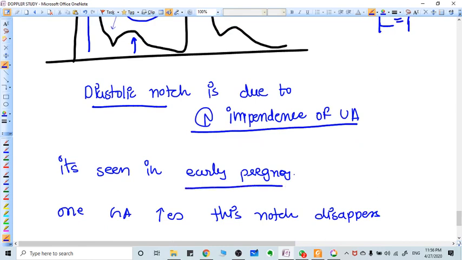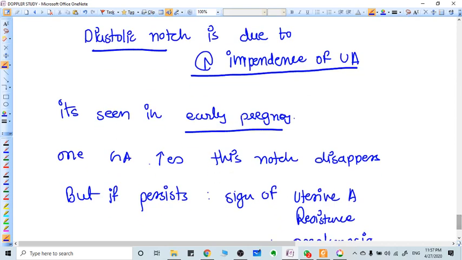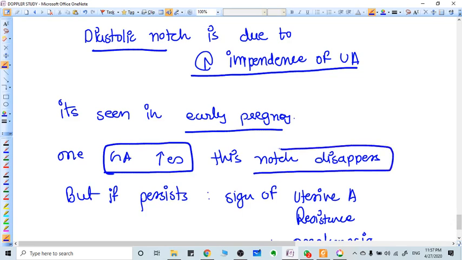It is seen in early pregnancy because again I am telling you, when the pregnancy is developing gradually, there is a resistance in uterine artery in early days of pregnancy, but as the pregnancy is advancing, the uterine artery impedance is going to be decreased, so the notch will go off. So as the gestational age increases, the notch will disappear. The notch will disappear by 22 weeks.